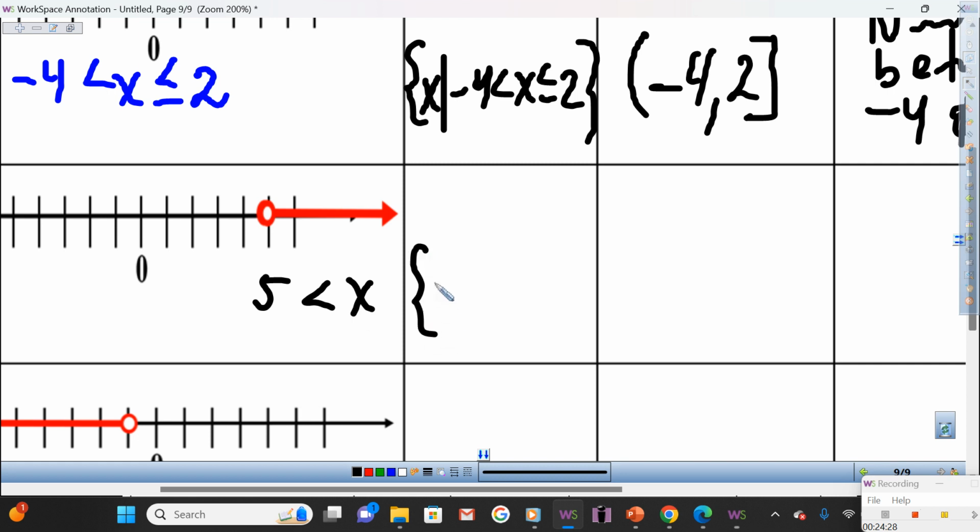Set notation: solution set of x such that 5 is less than x. Now you could have flipped this the other direction, like x is greater than 5, and written it like that as well. That's fine. All right. Interval notation. Tell your neighbor the interval notation before Maya passes it to someone.